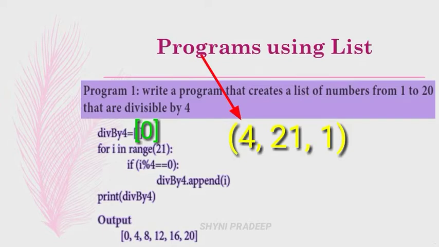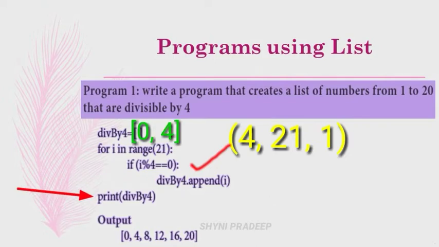This 3 becomes 4. 4 divided by 4 is equal to 0. When you are dividing 4 by 4, you will get 0. So this condition becomes true. So you have to append that value to the list. See here, this 4 will be printed on the output screen. Again update the value. Do the same process until you reach the value 20. After that stop your execution, because you have to create the list of numbers from 1 to 20 only.